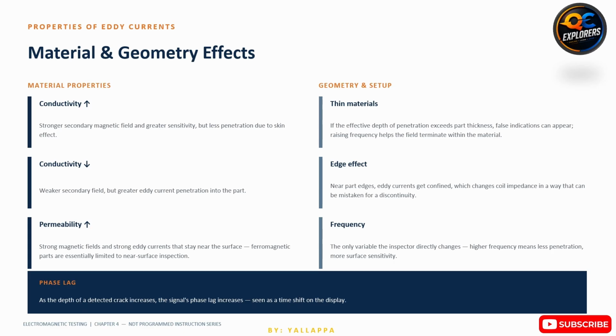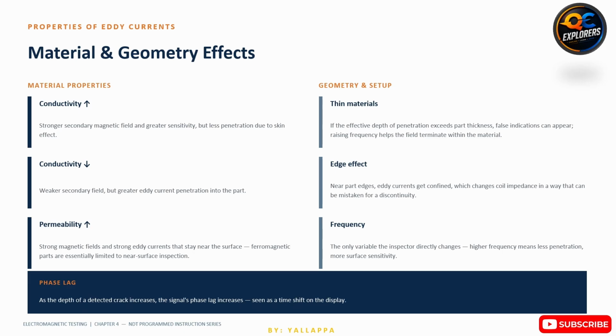Now let's consider component geometry. Thin materials present a unique challenge. If the effective depth of penetration exceeds the material thickness, the magnetic field reaches the opposite surface and may create misleading signals.